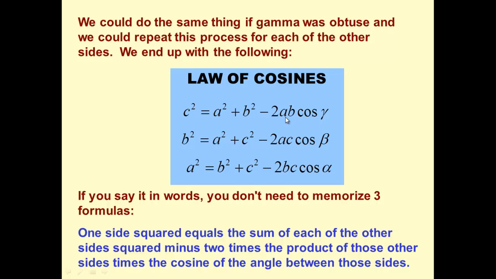So if I have segment A and segment B here, the angle that's over to the right by the cosine is going to be C, or gamma.